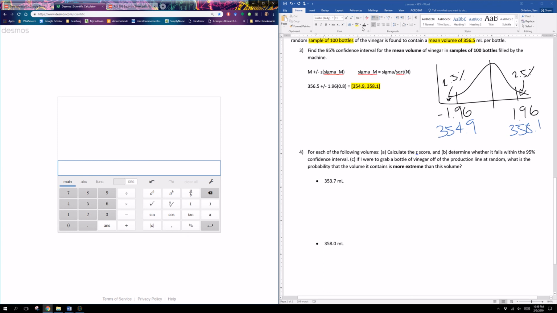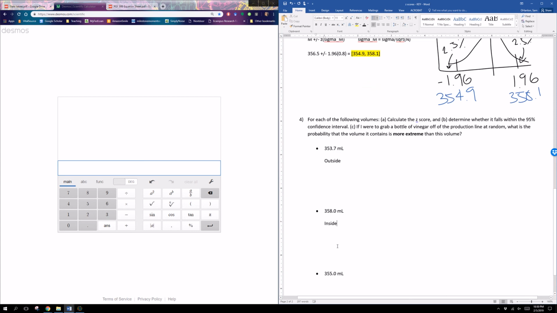Okay, so looking at 353.7, we can see that it is outside of this range, right? 353 would be over here. So this is outside. 358 is between these two values, so it's inside. And 355 would be just barely inside, right?